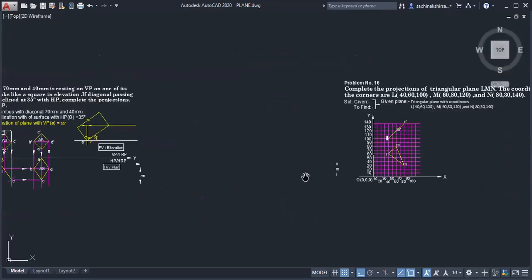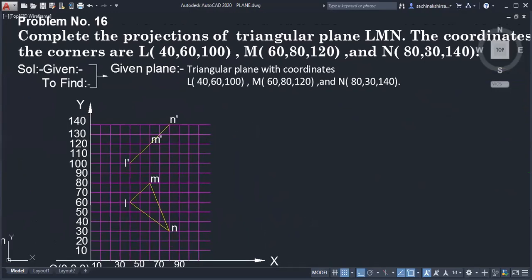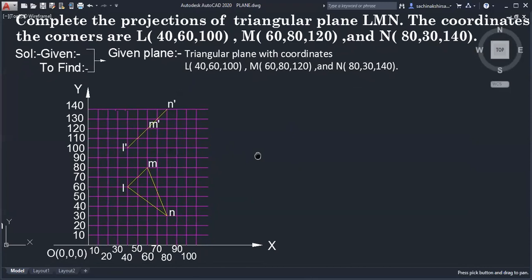And in the last lecture I gave one problem, a special case problem, I will say. So what was the problem? Complete the projection of a triangular plane element whose corners are L (40, 60, 100), M (60, 80, 120), and N (80, 30, 120). With these coordinates, we have to draw the shape. So what was the method? If you see the coordinates of the corners, you will come to know. So how to complete this? As I told, first we have to draw the X graph.